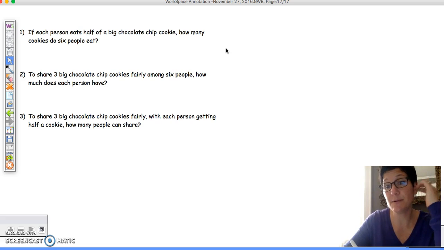You notice it's always about food because I just love my food. And then for number 2, it says to share 3 big chocolate chip cookies fairly among 6 people, how much does each person have? And to share 3 big chocolate chip cookies fairly with each person getting half a cookie, how many people can share?